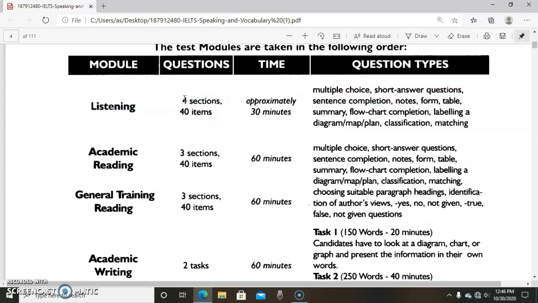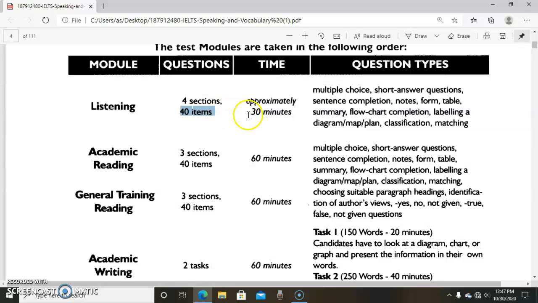So for each question, for each item, 30 minutes for 40 items. That's the time given, like 1.5 minutes or 1 minute and 15 seconds kind of thing. So in 1 minute you have to finish it. Not in 1 minute, that should be less than 1 minute.